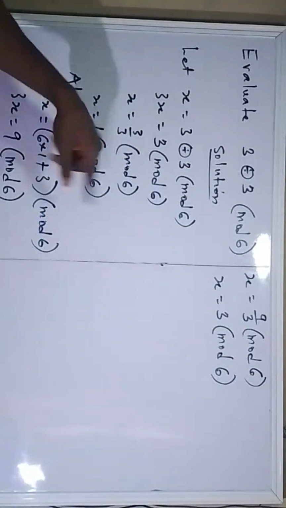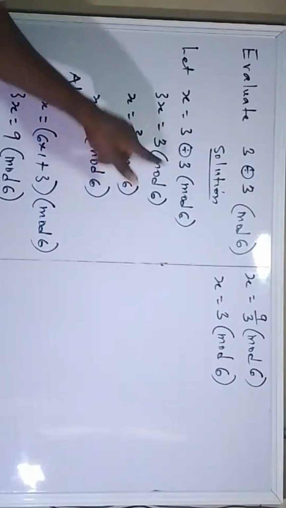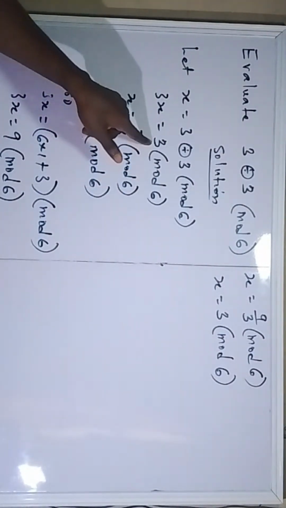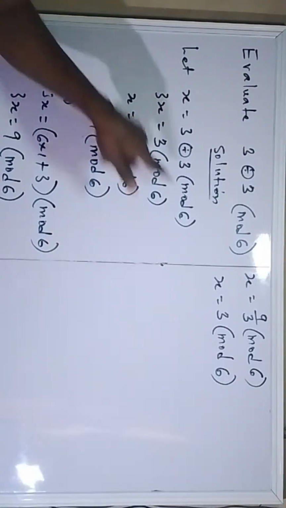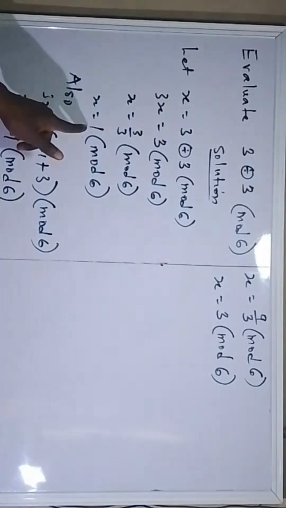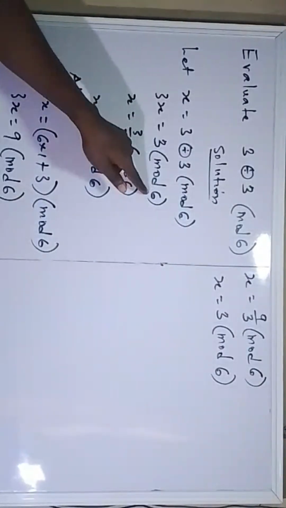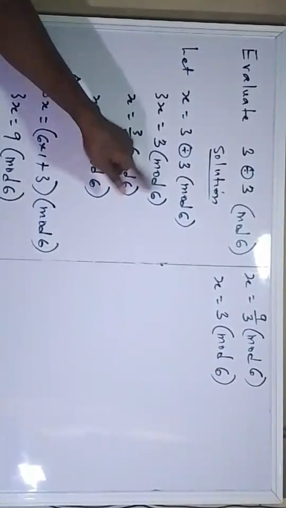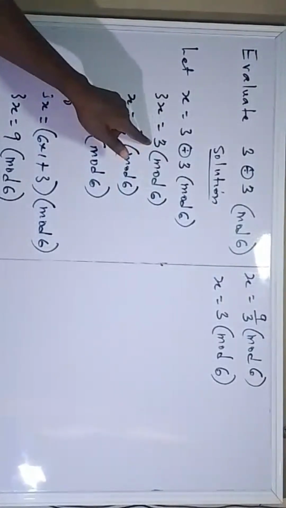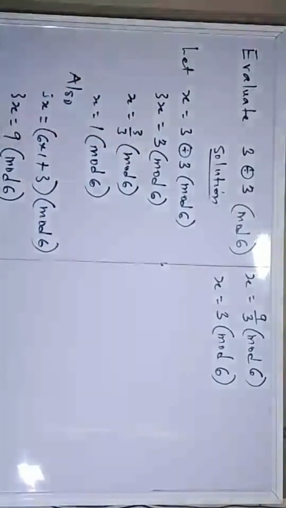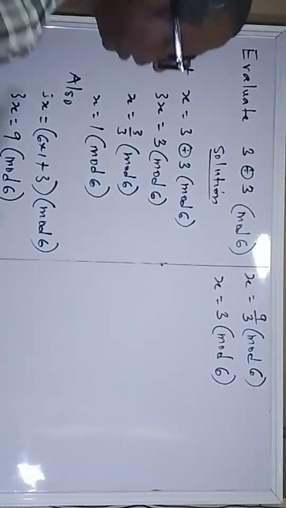Now look at it. I've added 1 six to this, and I can see that 3 goes in it. I have another answer which is 3, different from 1. So now let me add 2 sixes to 3. 2 sixes is 12. 12 added to 3 is 15. 3 can go into 15, so that means there's another answer.